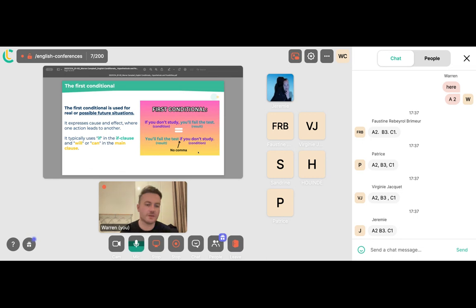As you can see in the image over here, if you don't study, that being the condition, you will fail the test. Or once again, we can swap the clauses here and notice how we don't have a comma in the second example here. You'll fail the test if you don't study.